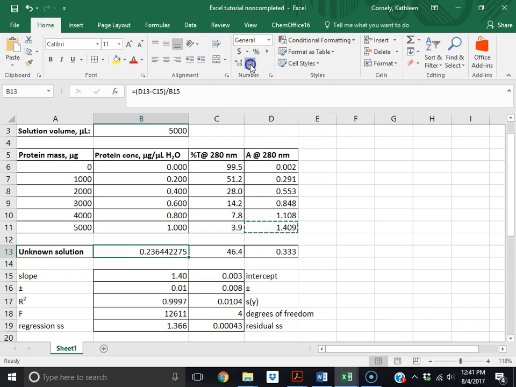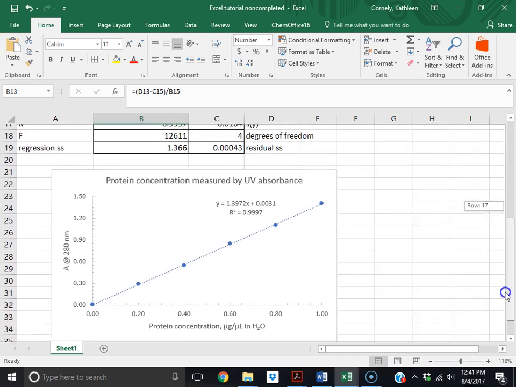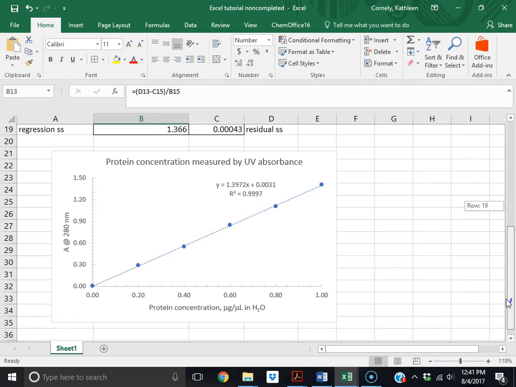I'm going to adjust the significant figures so it matches those of my standards. So my unknown solution concentration is 0.236 micrograms per microliter of water. And I determined this by measuring the unknown solution's transmittance, converting it to absorbance, and using the LINEST data, which is shown visually by my chart right here.